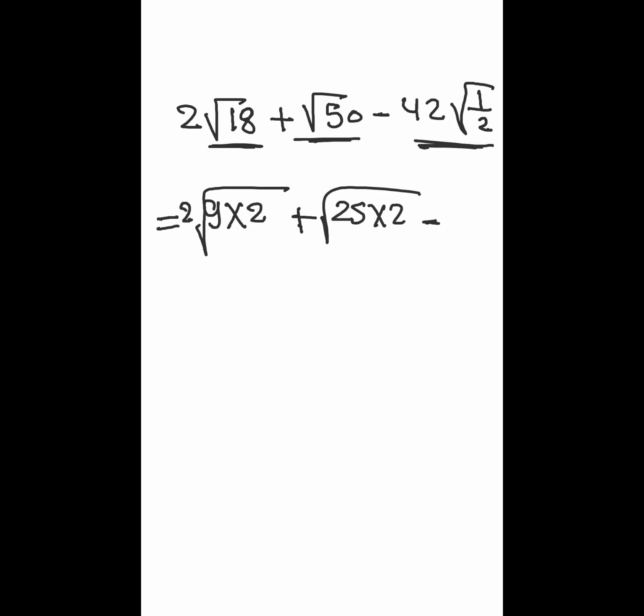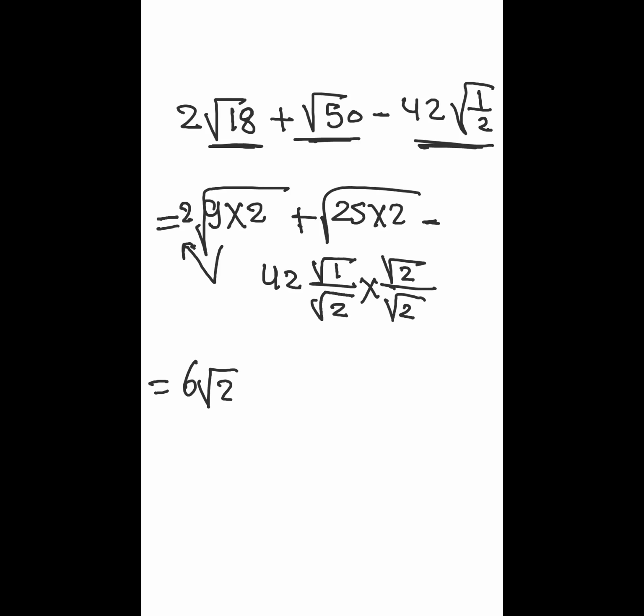Minus, this is the important one. How to simplify this one? It's very simple. Minus 42 square root of 1 over square root of 2. Then I can multiply it by square root of 2 over square root of 2. So the 9 outside the square root will equal 3, 3 times 2 means 6 square root of 2, plus 25, the square root of 25 will equal 5 square root of 2.